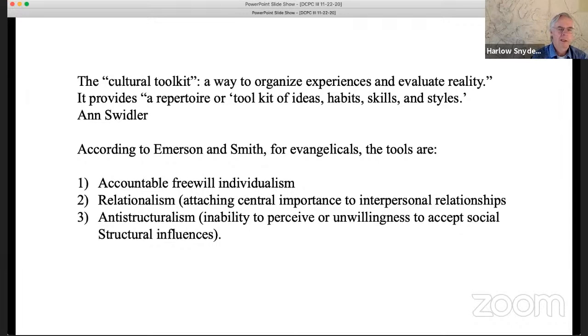And if you bring this idea of the cultural toolkit to bear on American evangelicals, Emerson and Smith find three chief tools. One is accountable free will individualism. The second tool is relationalism, which is attaching central importance to interpersonal relationships. And three, anti-structuralism, an inability to perceive or unwillingness to accept social structural influences.